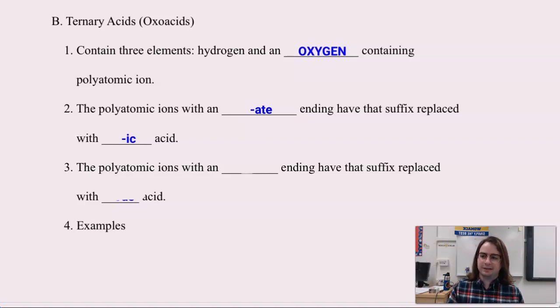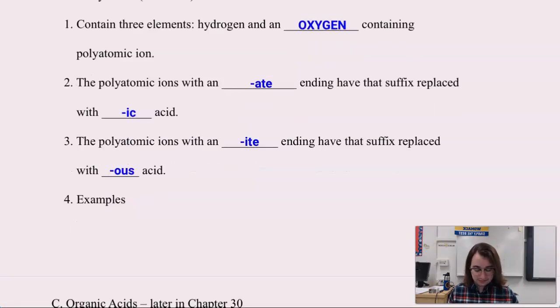A really easy way to remember this is, let's say you're at home and you eat something very acidic. What does it taste like? Ick. It's kind of silly, but it's a way to remember it. Ate, ick. You replace the ate with IC. The other one doesn't have such a cutesy thing to remember it. It's just ITE, and you replace ITE with OUS. So let's look at a couple examples so you can see what I mean.